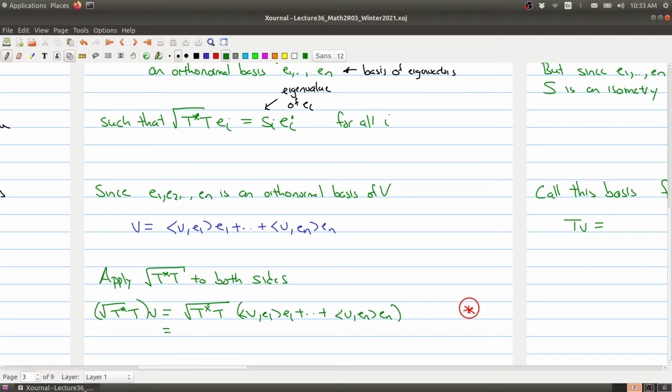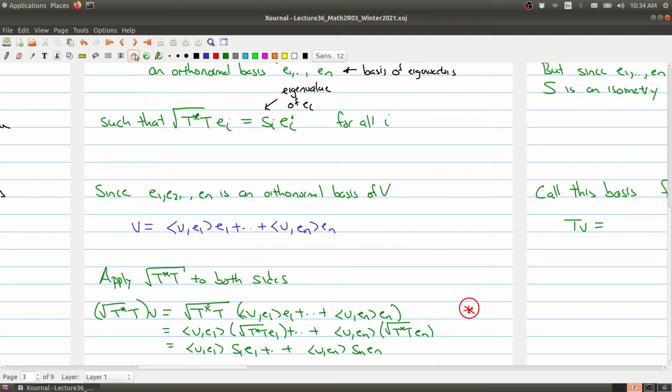Okay, so there's that property. Now, using the fact that this is a linear map and these are coefficients, I can pull all of these out. So I have the inner product of V and E1, and then this operator evaluated at E1, all the way to the inner product of V and En, and the operator evaluated at En. But each of these values that show up, I can rewrite in terms of an eigenvalue. So this is equal to the inner product of V and E1 times S1 E1, up to the inner product of V and En times Sn En.